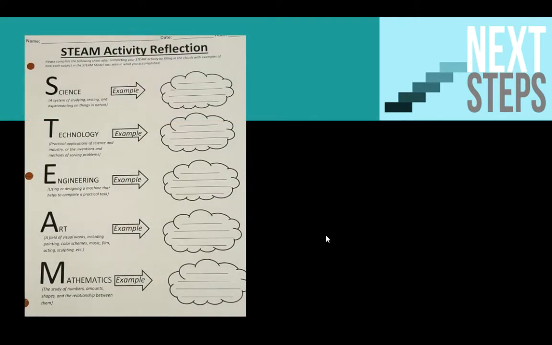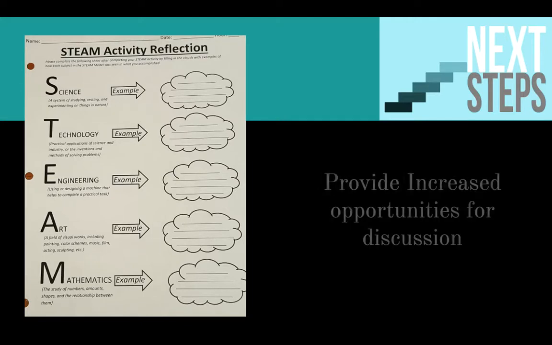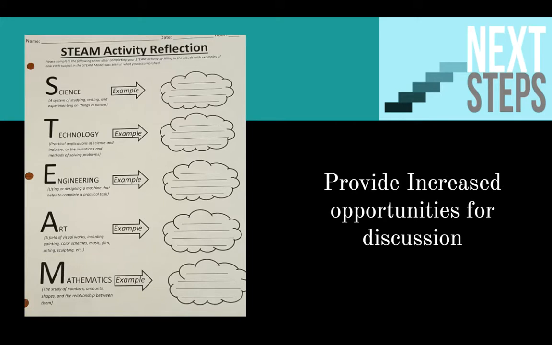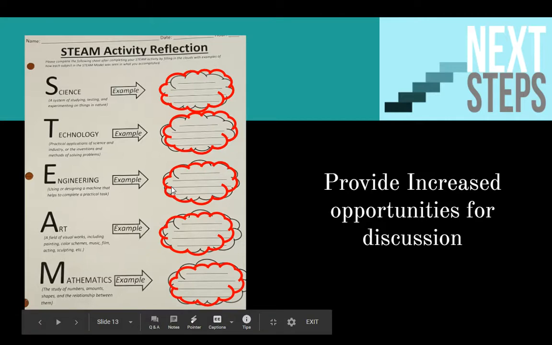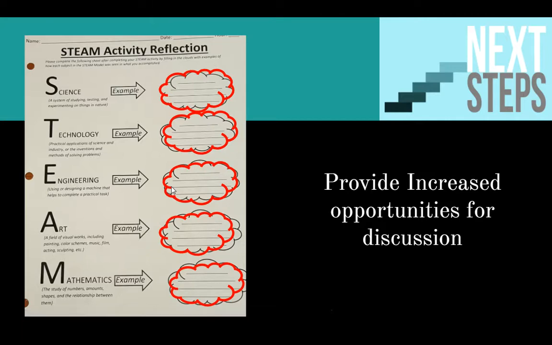So next steps moving forward. Okay, you can do a STEM activity reflection, or you can even include the art aspect and do the STEAM activity reflection. Provide increased opportunities for discussion. Okay, this is key. Talk about science, technology, engineering, art, and math, how it relates together as a whole in real world, because reflection in STEM is essential to both the student understanding and teacher evaluation of the student's learning. Reflecting helps students make connections, understand their success and failures, and become aware of their learning. Reflection helps teachers identify where students are in the learning process.